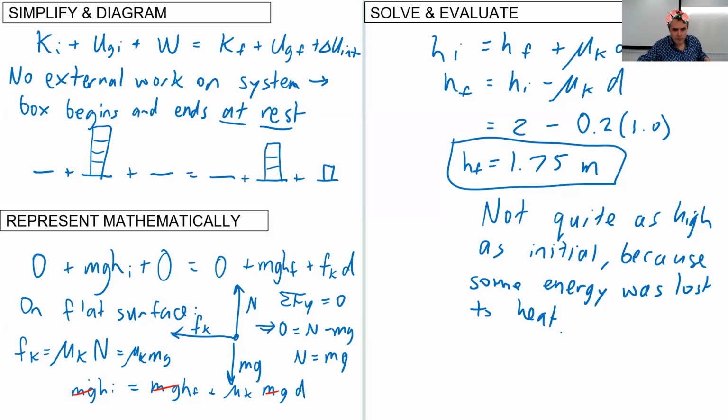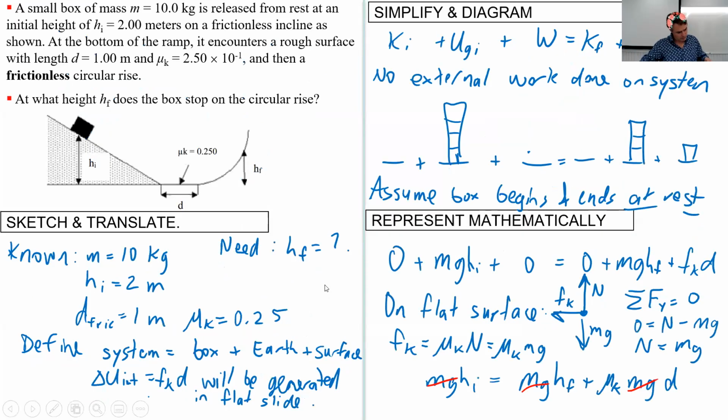I think it's 0.25, Kathleen, if we go back here, make sure I've got this right. 0.25 is the kinetic friction. Not 0.2.